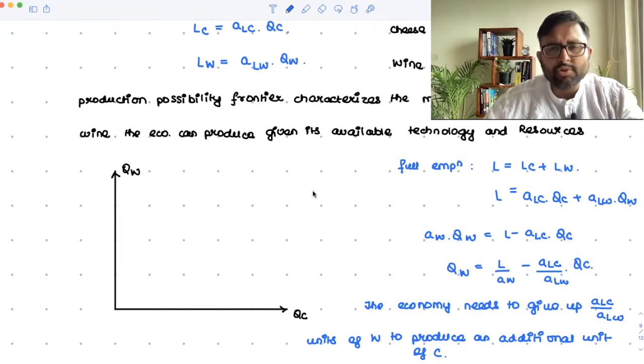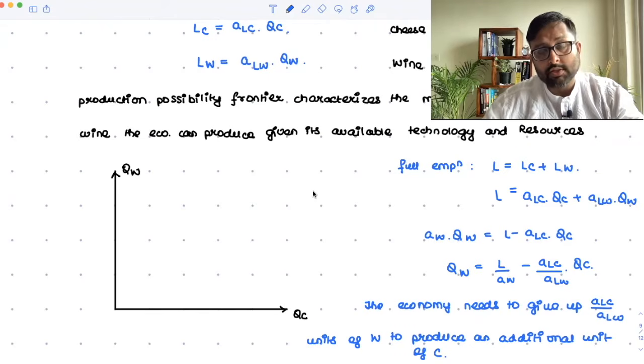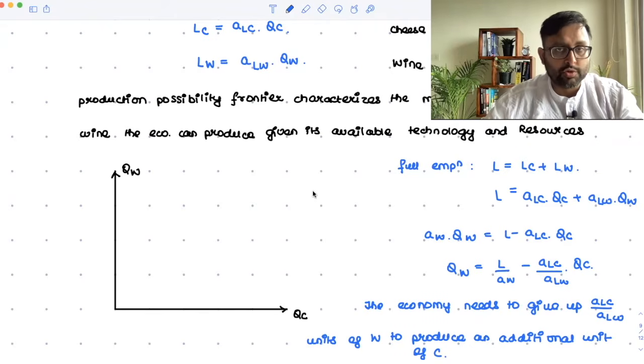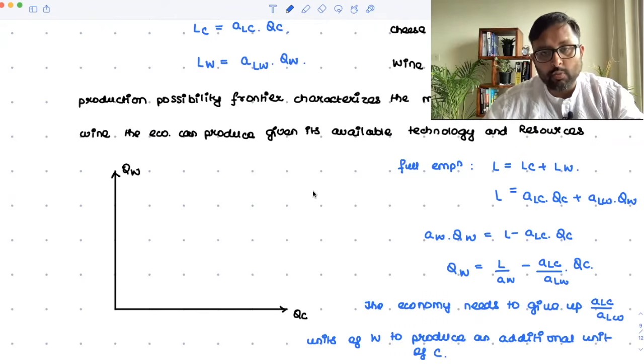The opportunity cost is basically the second best use. If you are using resources for wine, but you could have also used these resources for the production of cheese, how many units of wine do you need to give up in order to get one more unit of cheese? That's the idea.